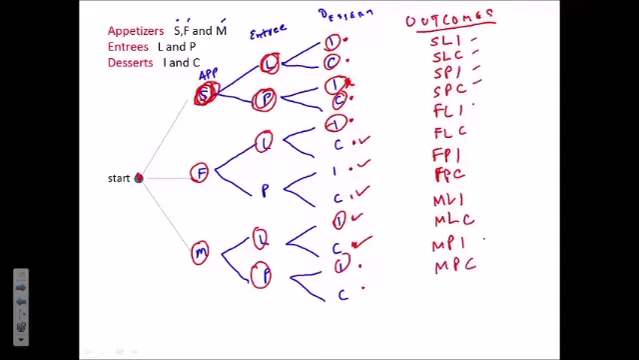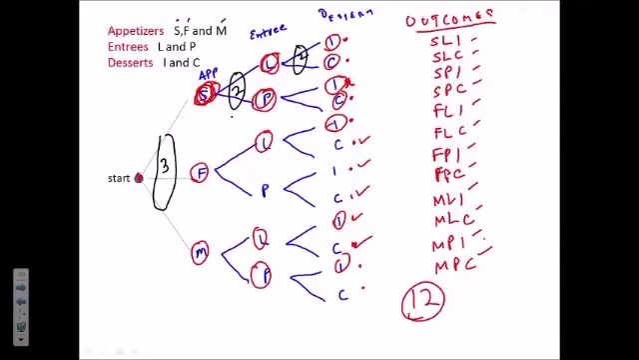1, 2, 3, 4, 5, 6, 7, 8, 9, 10, 11, 12. There are 12 possible three-course dinners that could be ordered from this menu. You may want to notice that there are 3 branches here, 2 branches on this choice, and 2 branches on this choice. 3 times 2 times 2. 3 times 2 is 6, times 2 is 12. You have 12 branches at the end. That's not an accident. We'll see that again when we talk about the multiplication rule.